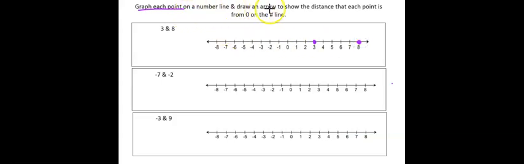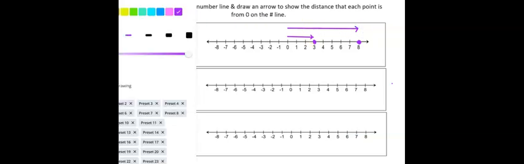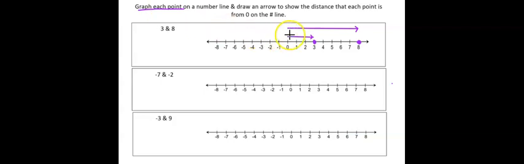Okay, and now we're going to draw an arrow to show the distance each point is from 0 on the number line. So I'm just going to go above the 0 and draw an arrow to get to 3. And then I'm going to go above that and draw an arrow to stretch to 8. And then I'm just going to label those with the numbers 3 and 8. So the distance here is 3, and the distance here is 8.